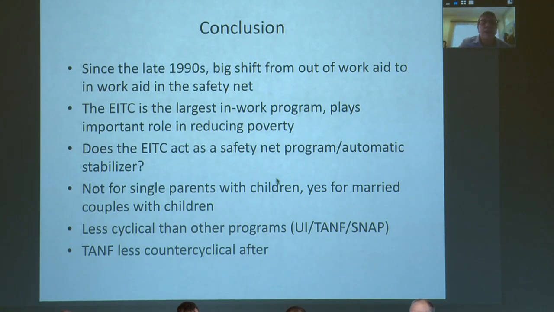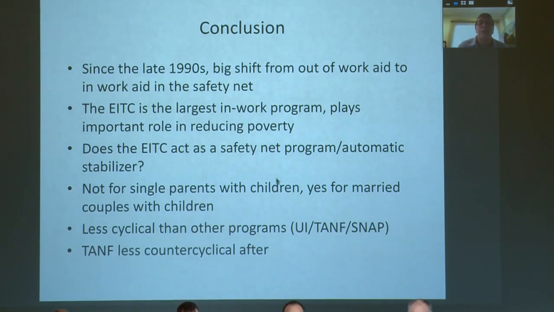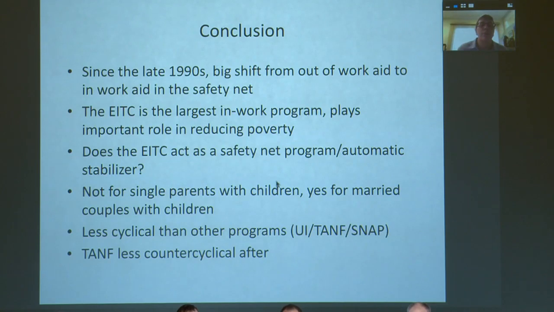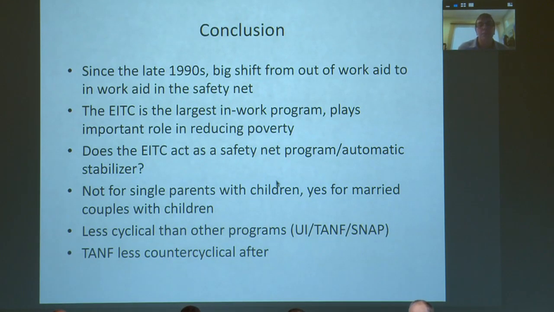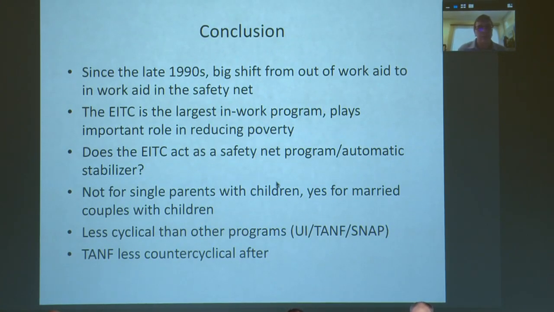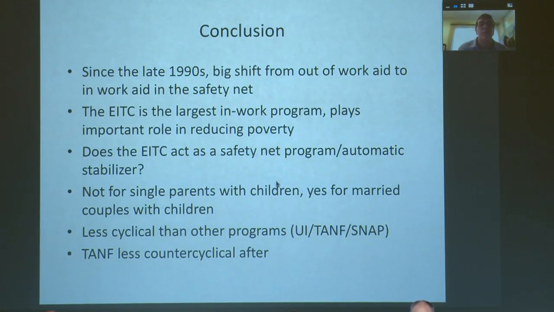When we've looked at whether the EITC also does a good job of being an automatic stabilizer, we find that it is not doing this well for single parents with children, but it is for married couples with children. This is clearly what you would expect from the program design, so it shouldn't be a surprise, but thinking that it can replace the kind of stabilization that TANF used to provide for these kinds of families would be somewhat misguided.